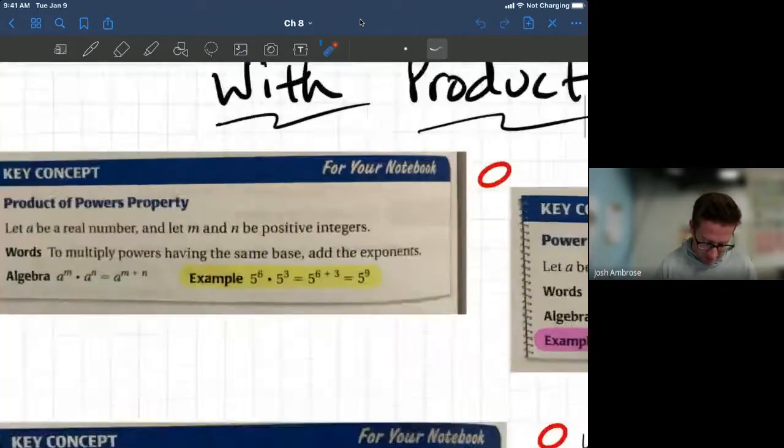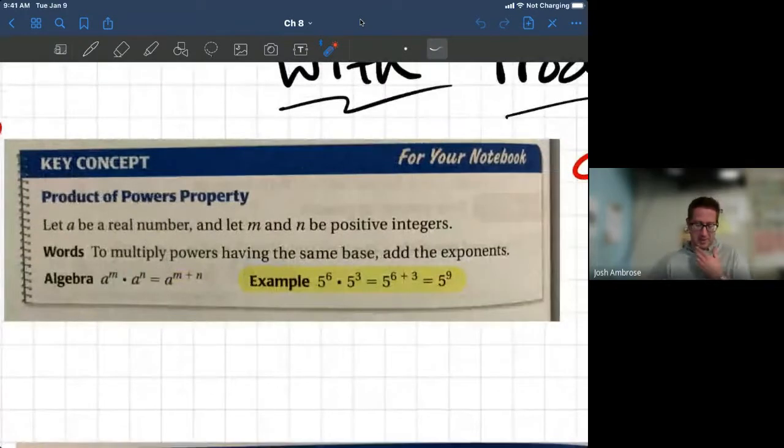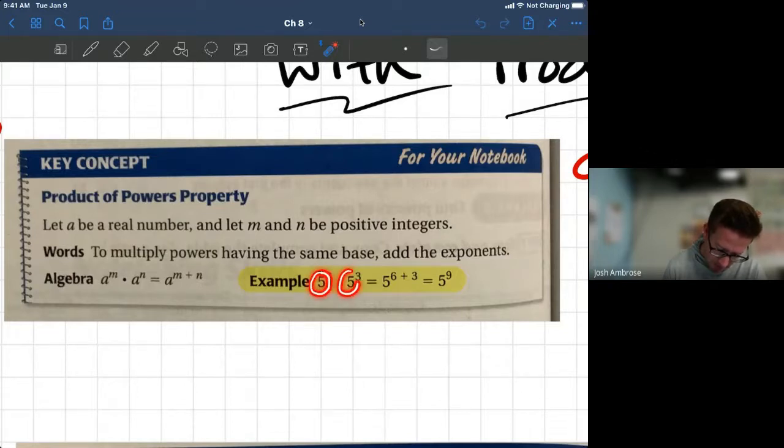Let's zoom in here and take a look at what this first example is talking about. What you need to notice is that you have the same base number. That big number, that's the base number. You could also think of it even as a variable. You could have both of these as x, or y and y. As long as the base is the same, then you can focus on this exponent right here and just add those exponents, and that's how we're getting 9.